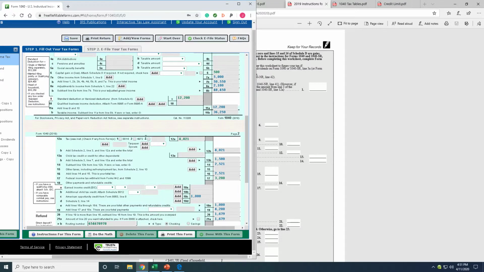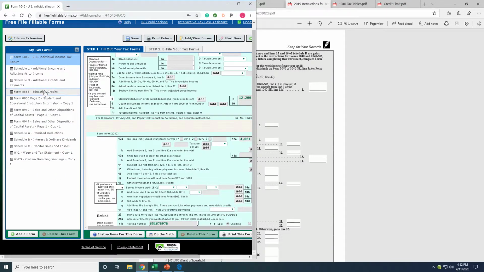So up here, a deduction decreases your taxable income. So that's how much you get taxed at. But a credit will, so this amount of tax you owe, 4,021, this credit will completely start decreasing the amount of tax you have to pay. So a credit is always better than a deduction.